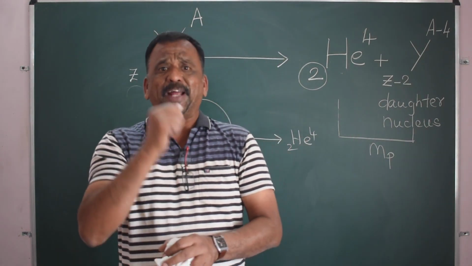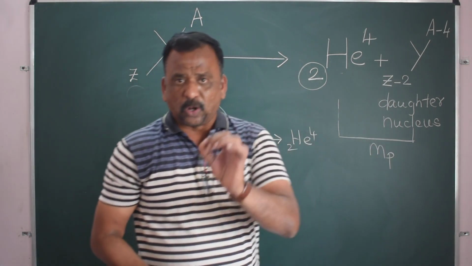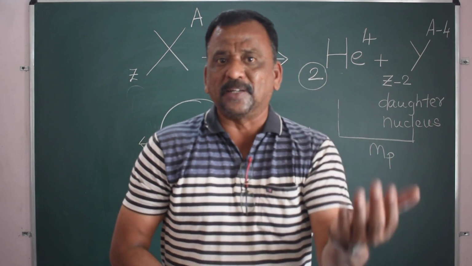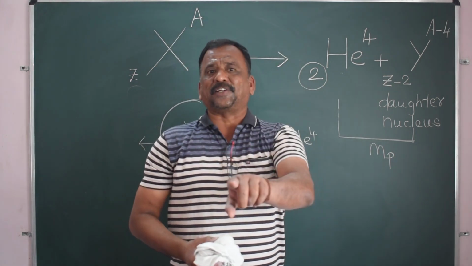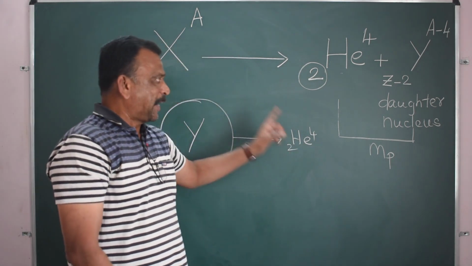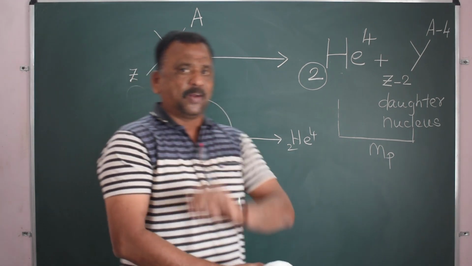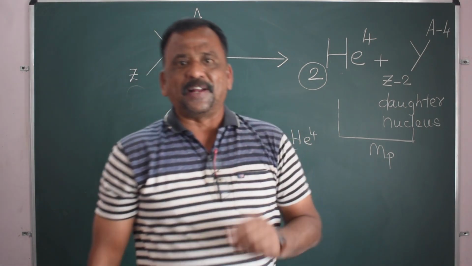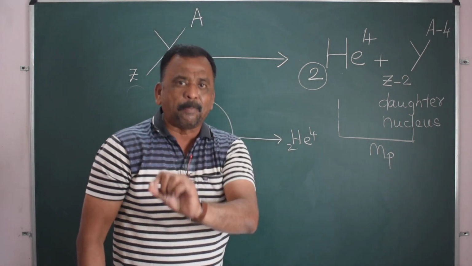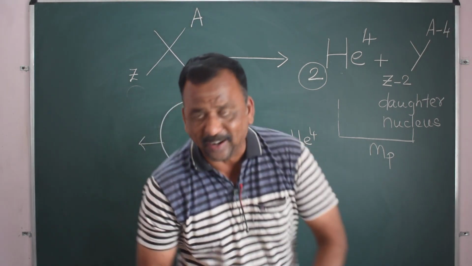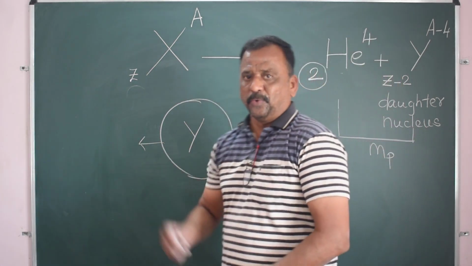From where do these two get energy? During this reaction, there is a loss of mass. This mass appears as energy, which we call disintegration energy. And this disintegration energy is responsible for the kinetic energy of the alpha particle and the recoiling energy of the daughter nucleus. So by the law of conservation of energy, the disintegration energy Q should be equal to the sum of the kinetic energy of the alpha particle and the kinetic energy of the recoiling daughter nucleus.